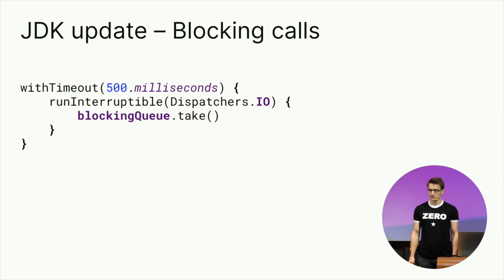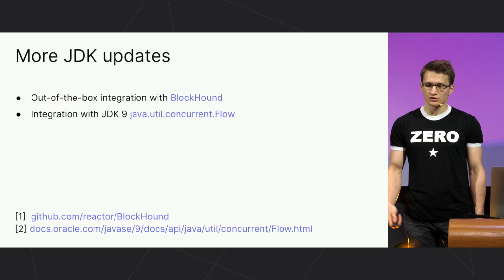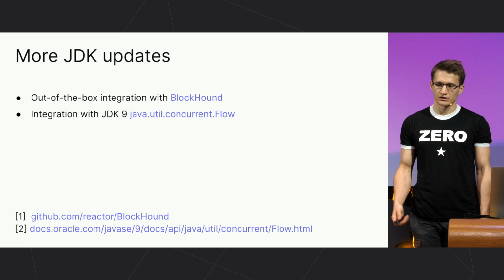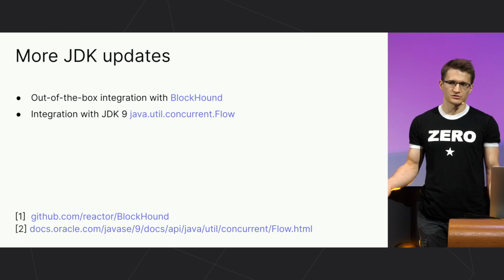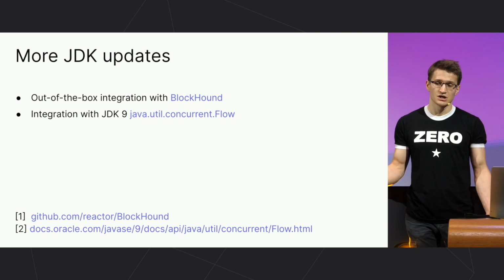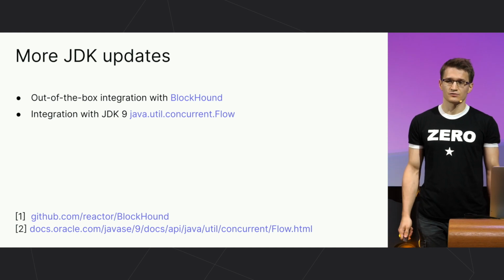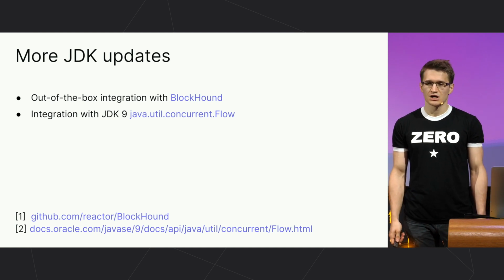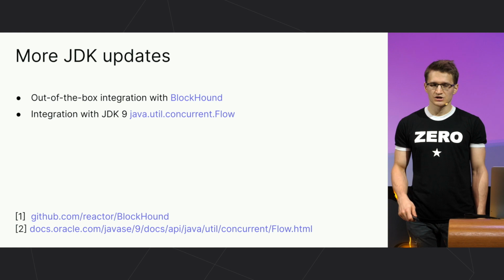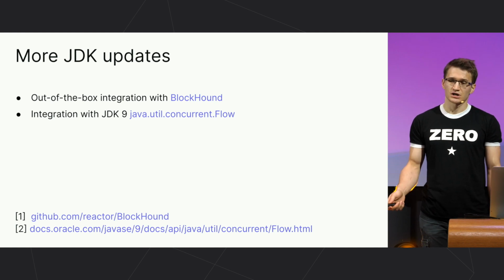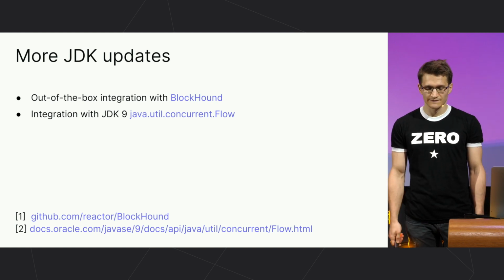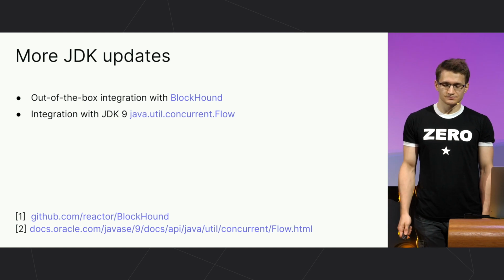Apart from that, we also have an integration with BlockHound that helps you to detect blocking calls where they shouldn't have been performed in the first place, for example, in Dispatchers.Default. And for advanced users and library authors, we also provide an integration layer with java.util.concurrent.Flow from Java 9. That's it with coroutines updates.